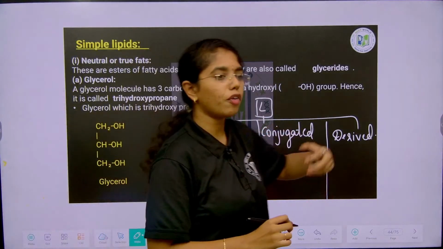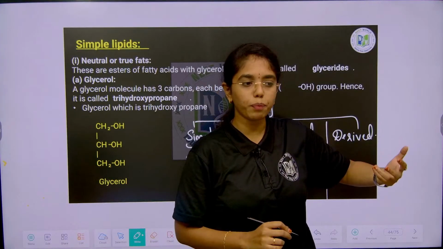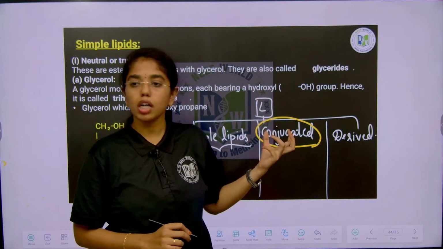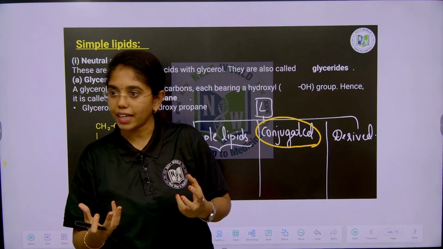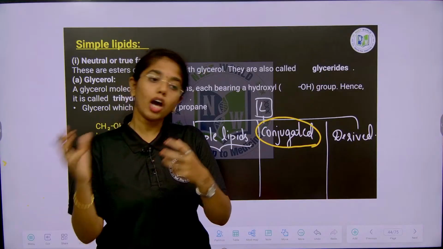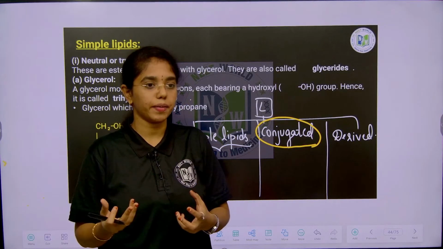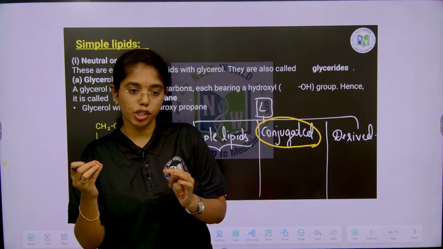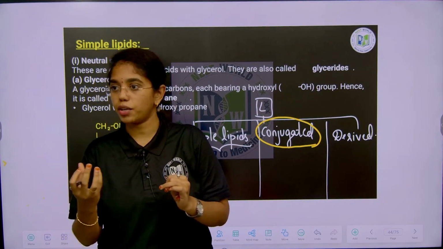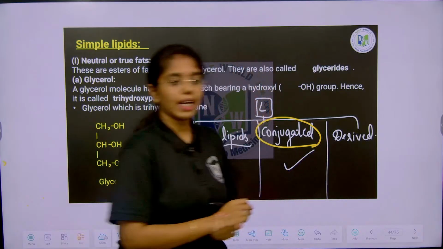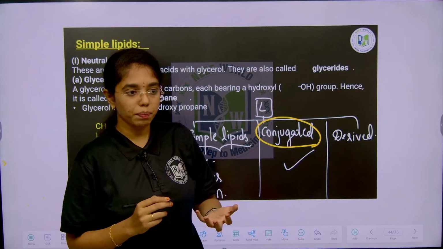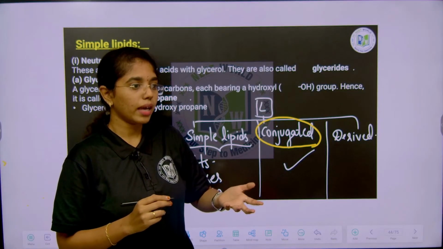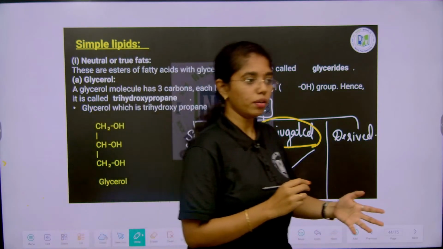Conjugated lipids: we have phospholipids, chromolipids, lipoproteins. All these are conjugated lipids. They have fatty acid and glycerol, and along with that some other components are added. It can be a phosphate group, or any other lipid constituents, or pigments added to it. Those are conjugated lipids.